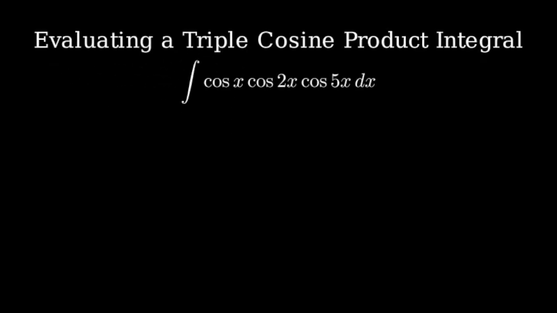Let's solve this challenging trigonometric integral problem. We need to evaluate the integral of cosine x times cosine 2x times cosine 5x dx. We'll solve it step by step using the product to sum identities.